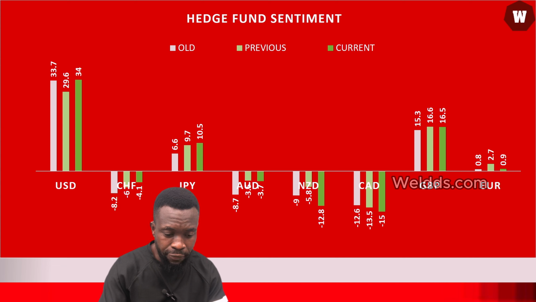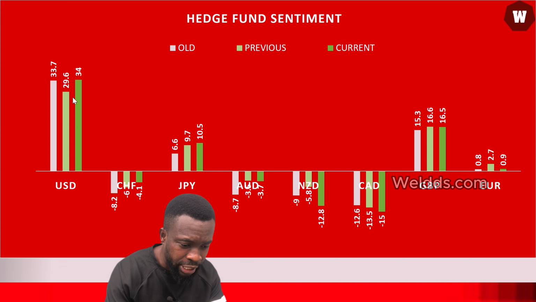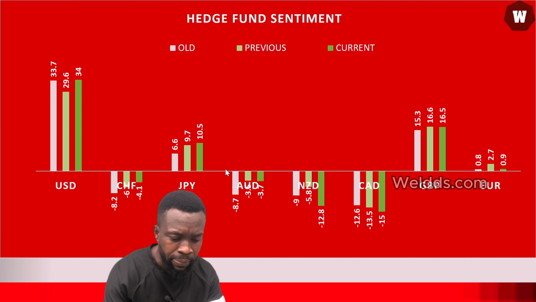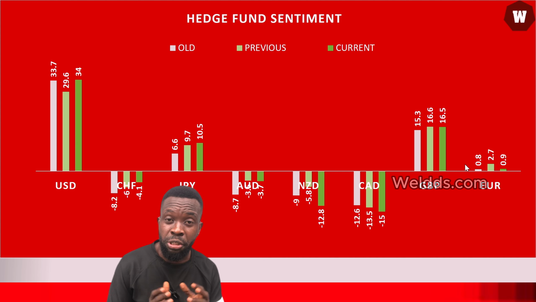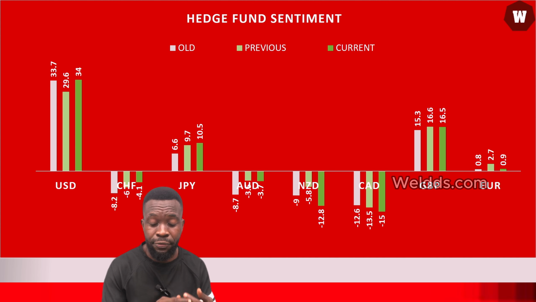Okay, so for hedge fund sentiment, the hedge funds increased their buy positions on the US dollar, they reduced their sell positions on the Swiss franc, they increased their buy positions on the Japanese yen, and Australia they left the same. In New Zealand, there was a significant sell-off of New Zealand dollar. They are selling the Canadian dollar as well. They are buying the Great British pound, and for them to be buying the Great British pound, it actually agrees with what we have seen previously when it comes to their inflation and all that.